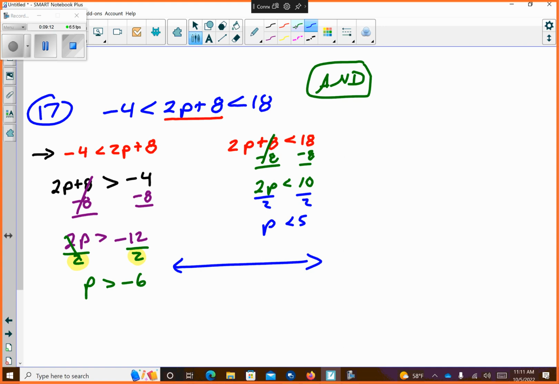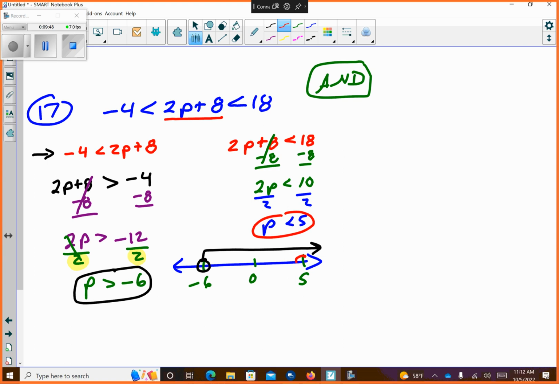Now I know it didn't say anything about a number line, but I always put it because it helps me. All right, open or closed dot? Open. Right or left? Pointing right. Okay. What about this one right here? Open or closed? Going right or left? Left.